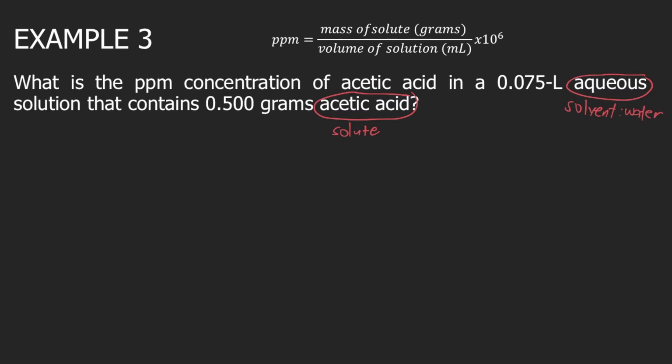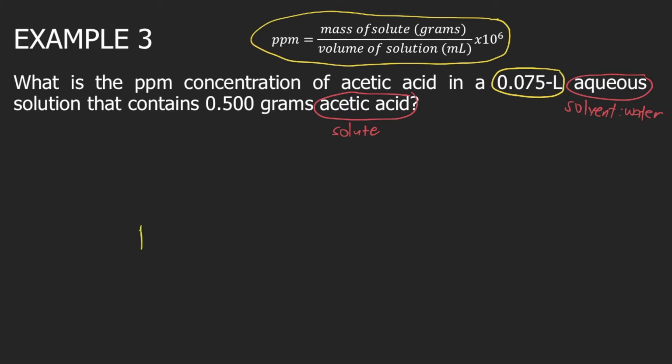We are given the volume of solution, 0.075 liters. So we are going to use the second formula for ppm. So ppm is equal to the mass of solute, and the unit must be in grams. In the problem, we are given 0.500 grams of acetic acid. So the mass of solute is 0.500 divided by the volume of solution, and the unit must be in ml.